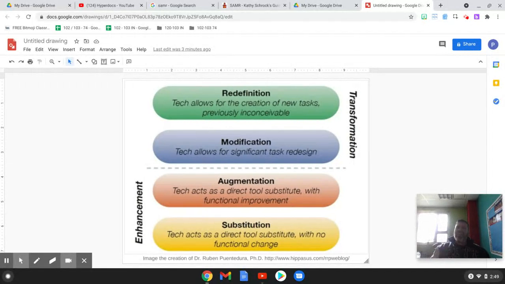Now, how do I augment it? How do I change it? How do I add to it, right? Tech acts as a direct tool substitute with functional improvement. Let's add in grammar check. Let's add in spell check. Let's allow them to maybe add a picture or two into their document so that they can give a little bit more examples.